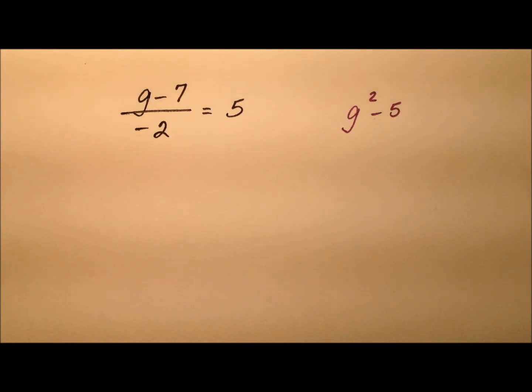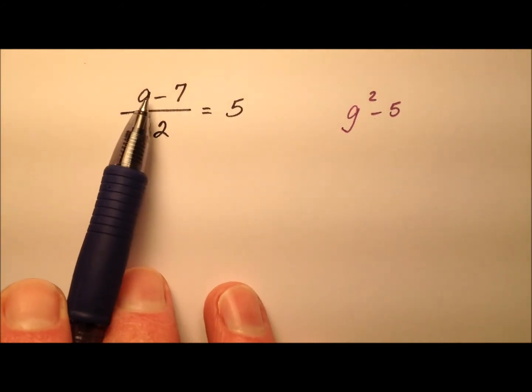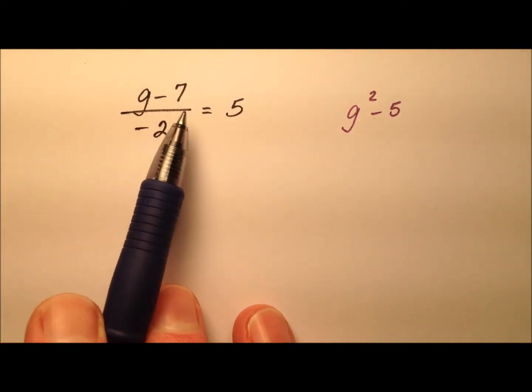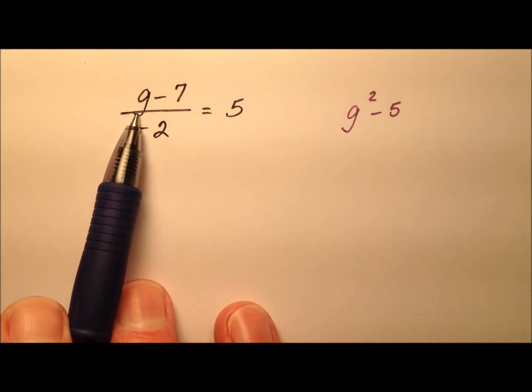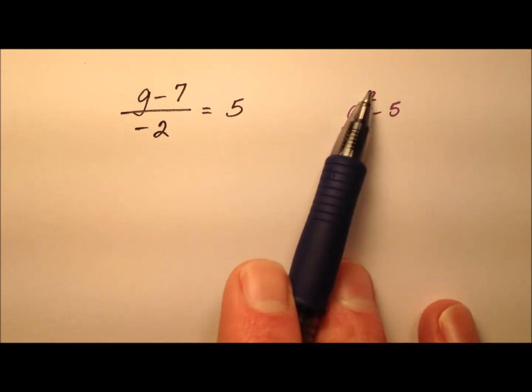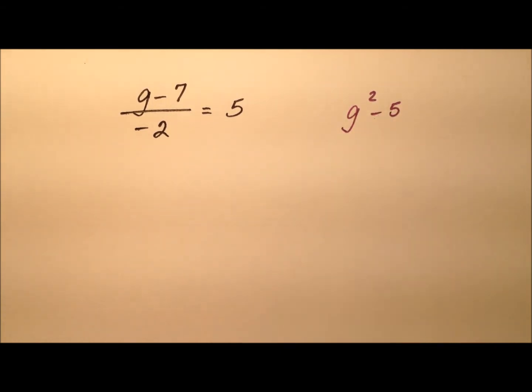In this example, we have ourselves an equation here with g as our variable, but we're not just looking to solve the equation. We're going to go ahead and take that answer and use it to evaluate this expression, g squared minus 5. This is a pretty nice typical SAT or ACT type question.